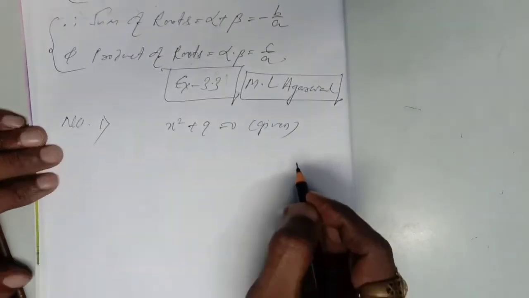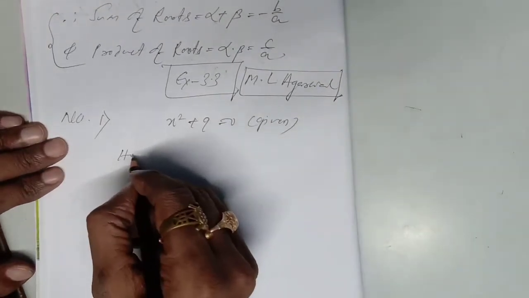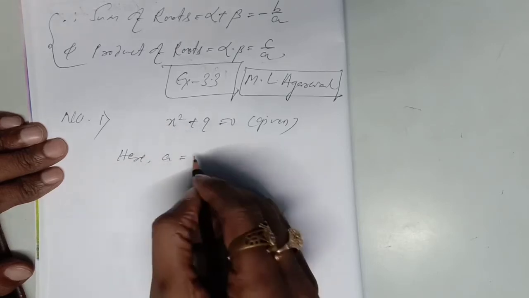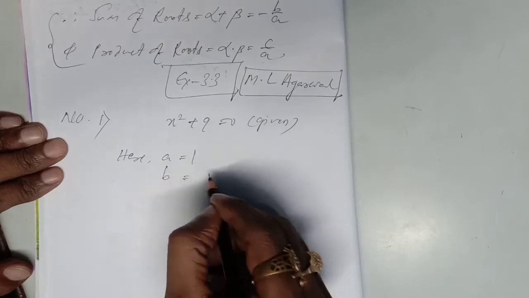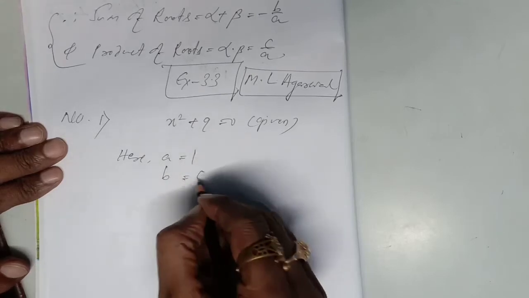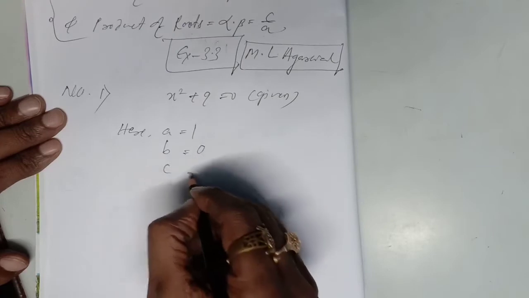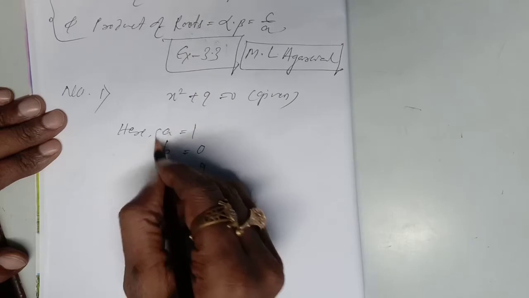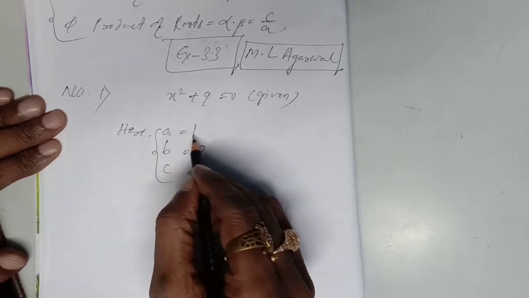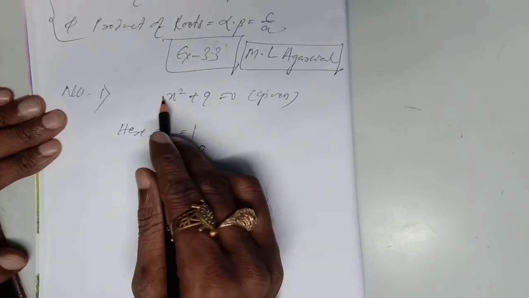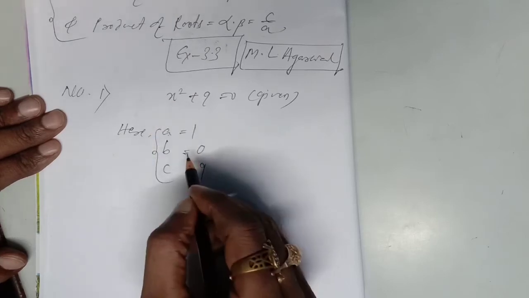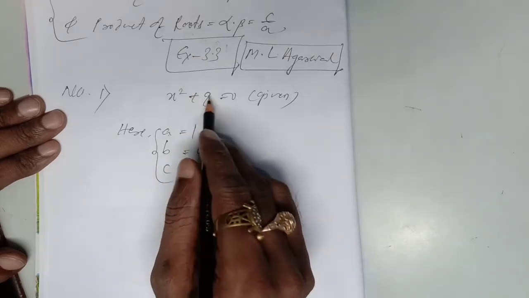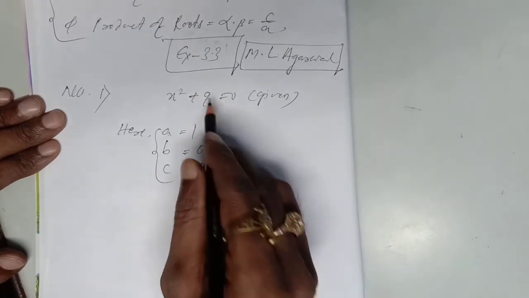From this equation you have to tell what is a. A means the coefficient of x square. Here the coefficient of x square is 1. What is b? The coefficient of x, nothing given, that is 0. And what is c? That is the constant term. Here 9 is given, plus 9.